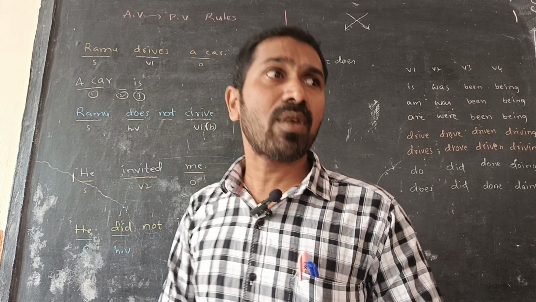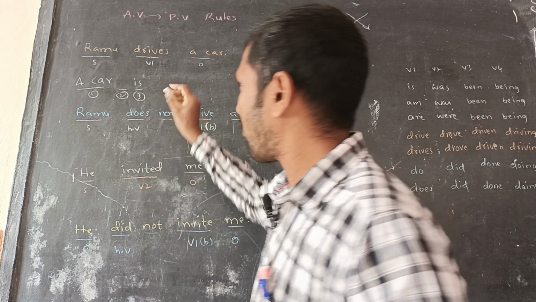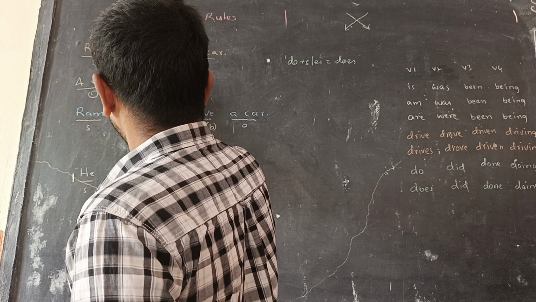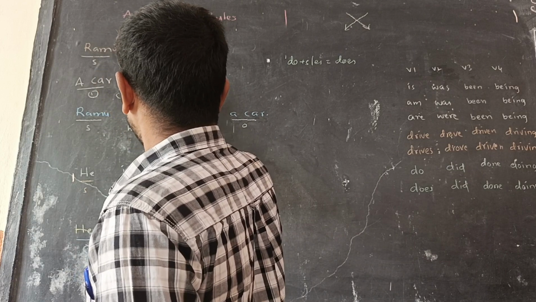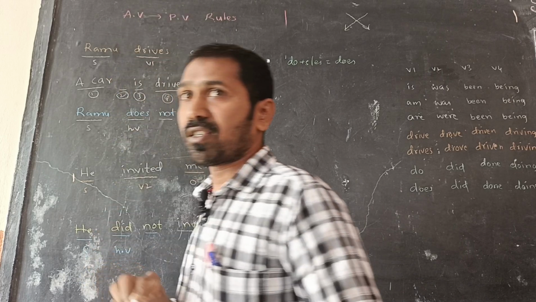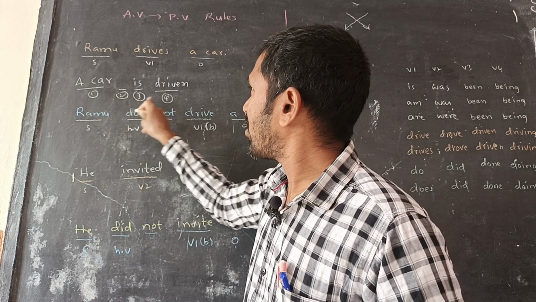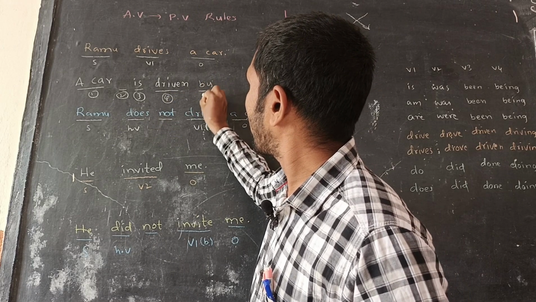Step number 4. What is step number 4? Step number 4 is only V3 form. Only V3 form. What is V3 form of drive? Drove, driven. So what we have to write here? Driven. Next. A car is driven.